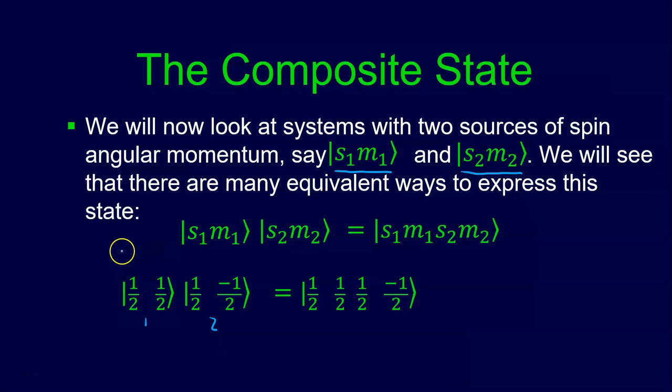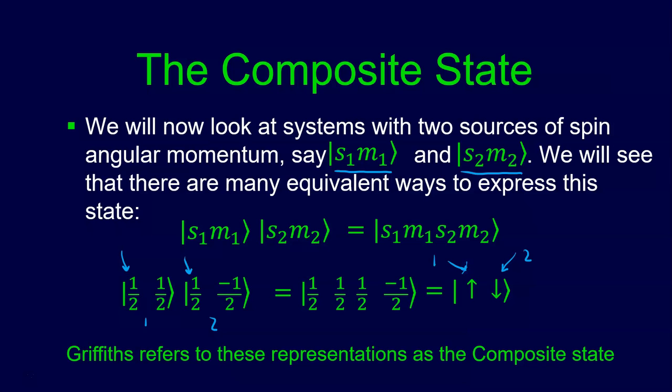But also, hopefully you see that in this case, these first 1/2s are kind of redundant. We're dealing with spin 1/2s. We know the s quantum number is going to be 1/2 for both of them. So what we're going to prefer to do is write it this way. This is saying that particle 1 is spin up and particle 2 is spin down. We call this the composite state, or at least that's what Griffiths calls it, so that's what we're going to call it too. And this is the way to represent the composite state.